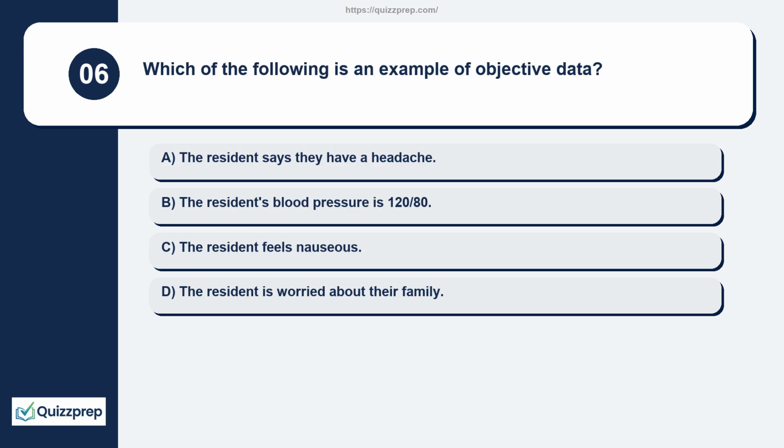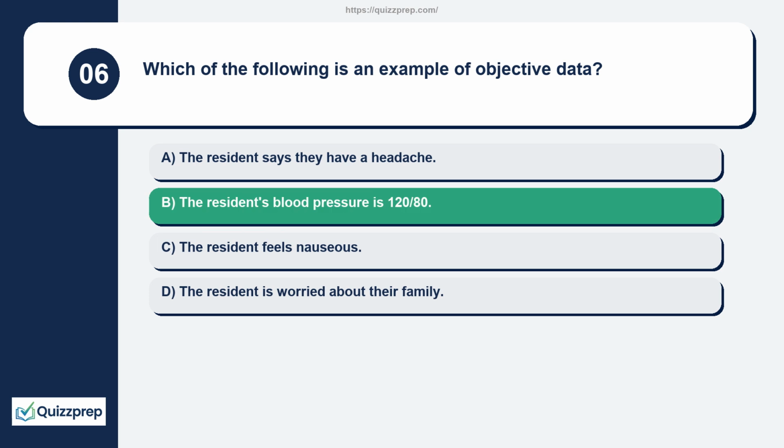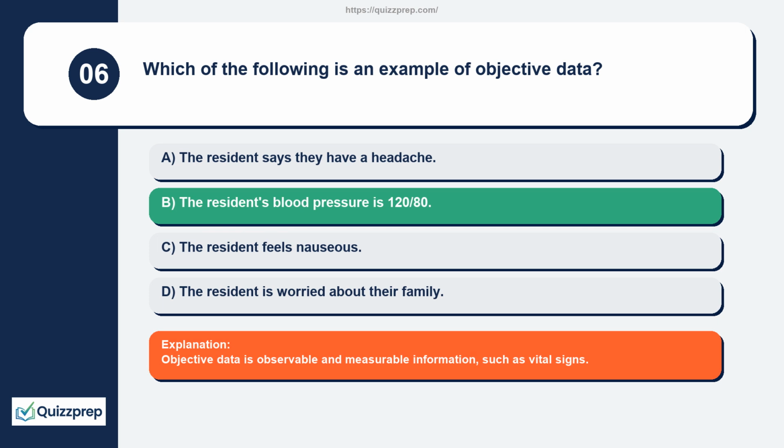Question 6. Which of the following is an example of objective data? The resident says they have a headache. The resident's blood pressure is 120/80. The resident feels nauseous. The resident is worried about their family. Objective data is observable and measurable information, such as vital signs.